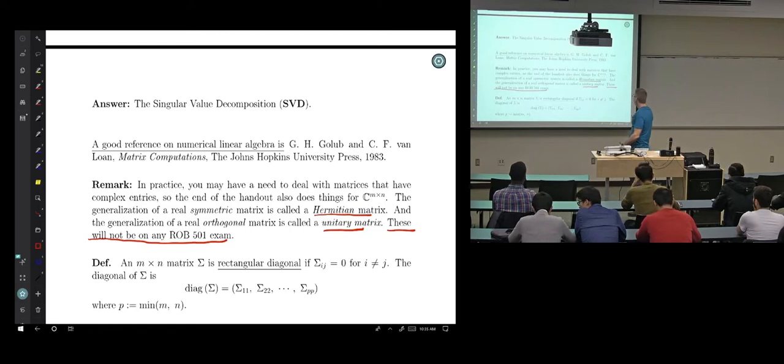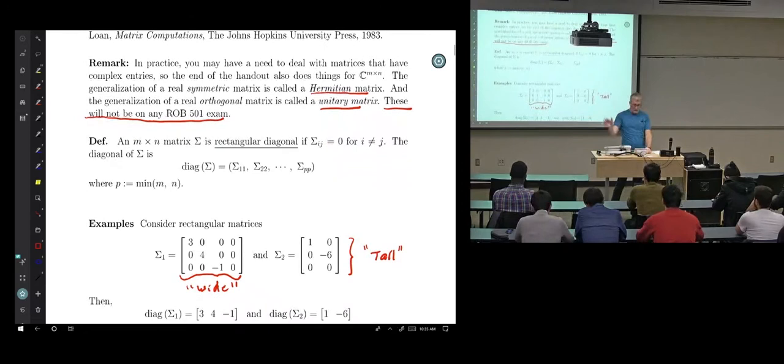Okay, so you may want to do it in other courses or something with complex matrices. That's at the end. It's not on any exam. If we understand the real case, we're super, super happy.